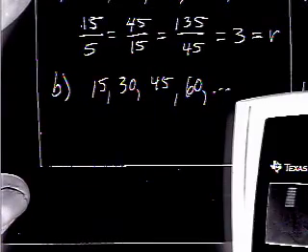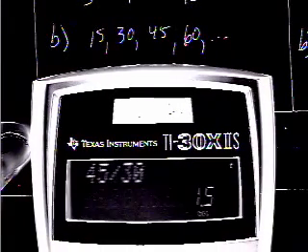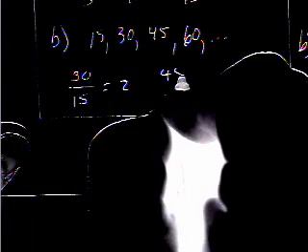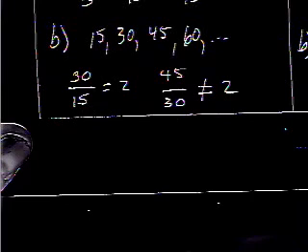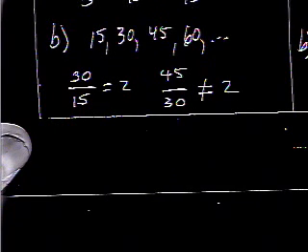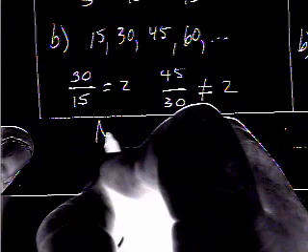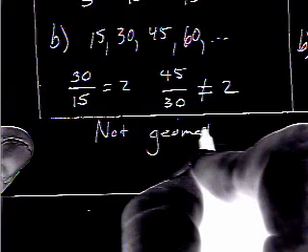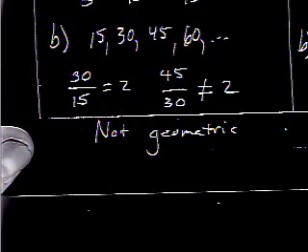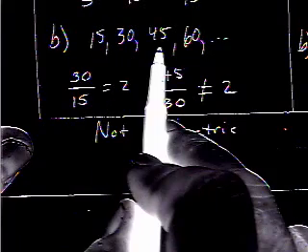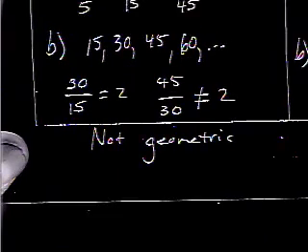We'll try again. 30 divided by 15 is 2. 45 divided by 30 is not 2. Right there we can see that we have a problem. When I did this, I got 2, but when I did the next one, I did not get 2. Now, it doesn't matter that it's 1.5. Could have been anything. The important thing is it's not 2. So this is not geometric. If you look at it, you can also see that you're adding 15 each time. That's arithmetic.